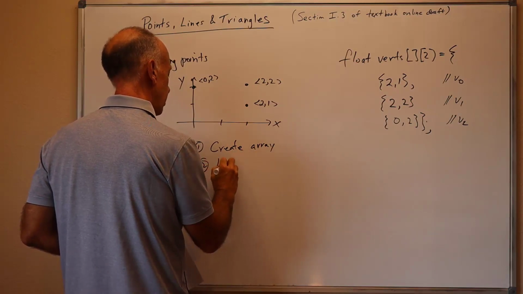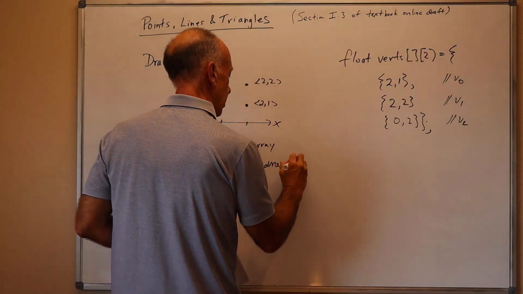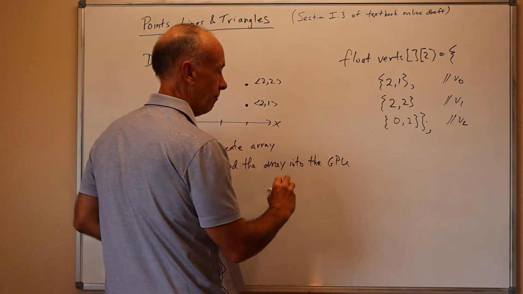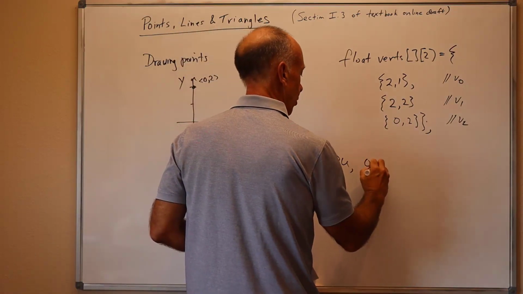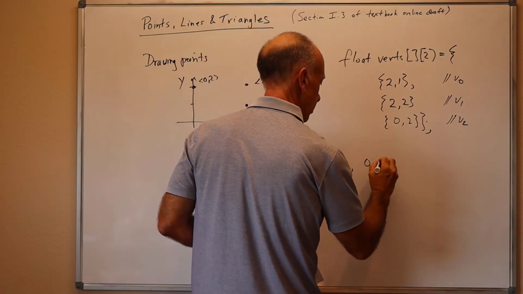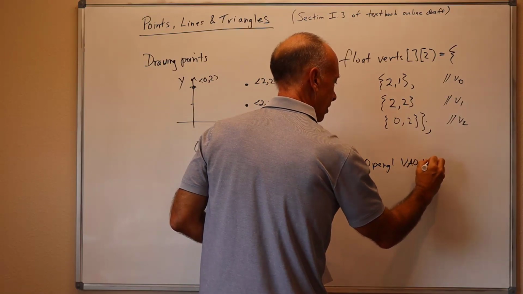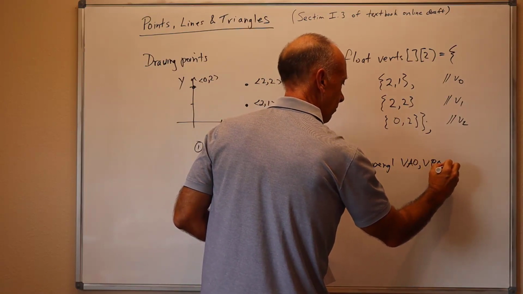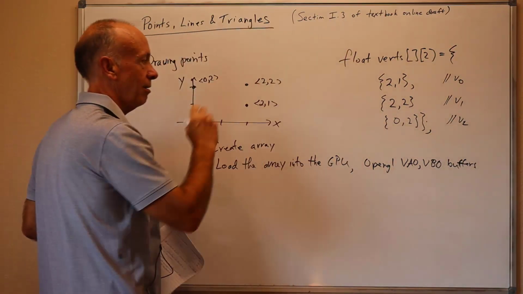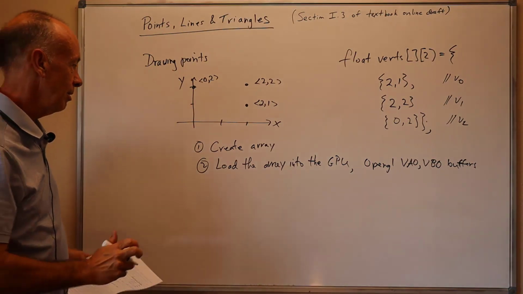Step 2 is load the array into OpenGL's buffers, into the GPU, the graphics processing unit, in particular the OpenGL buffer. There are 2 buffers: a vertex array object and a vertex buffer object. Buffers that we'll describe in a future presentation, or you can look in the book already to see about it. But I'm not going to talk about how to load the array into the GPU yet.